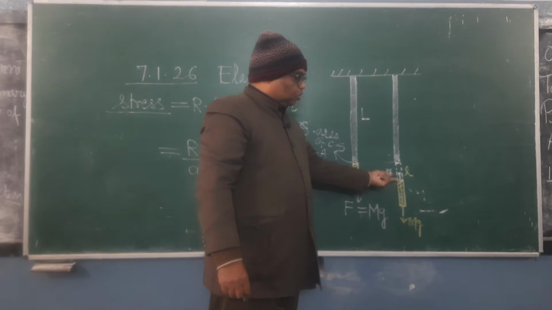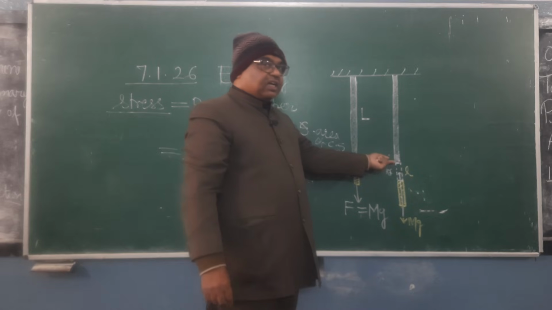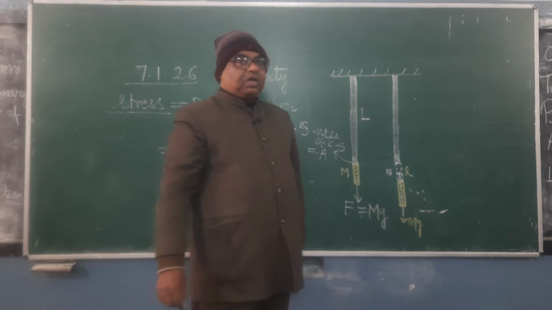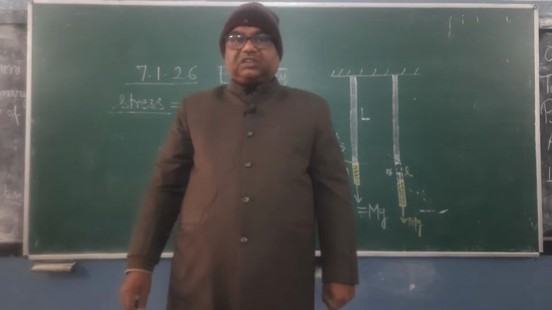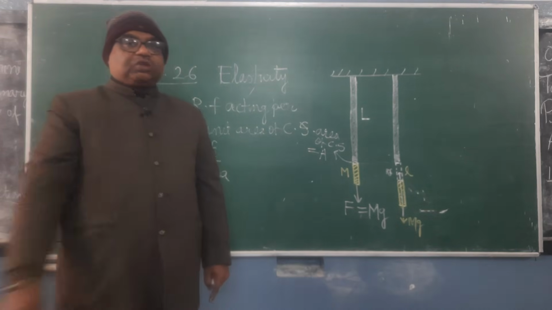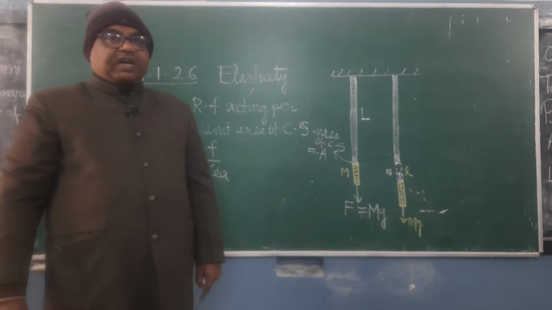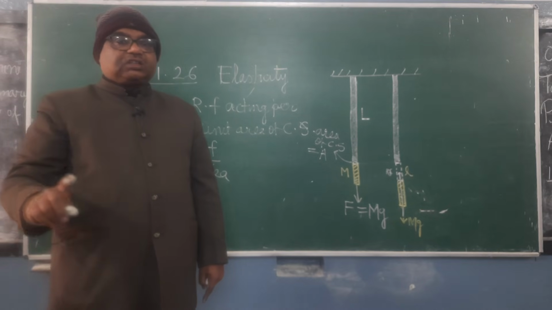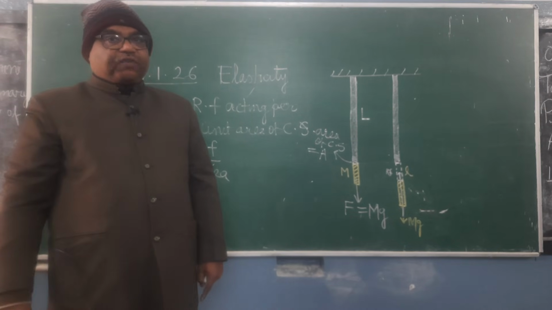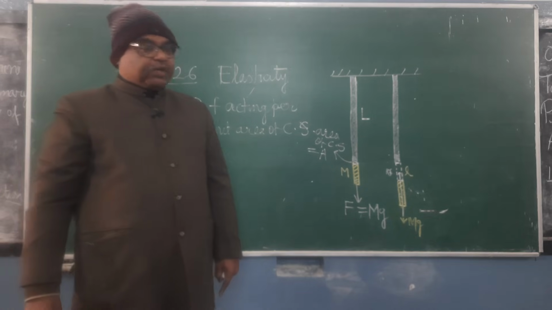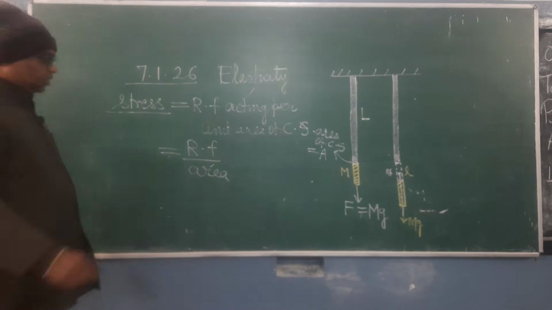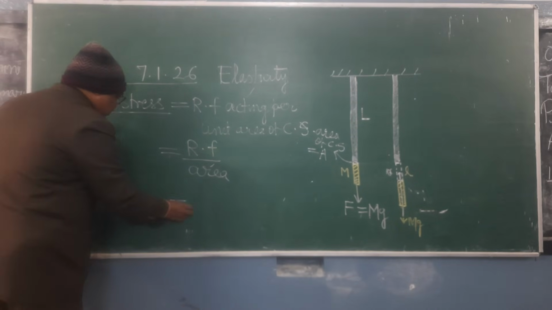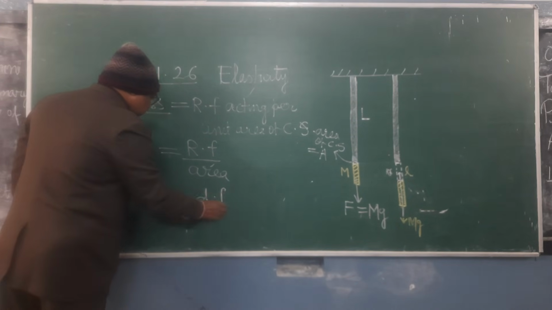Means this cross section which is here will now come back here. Wire will occupy its original length. So we will remember that restoring force always acts opposite to the deforming force. And within the limit of elasticity, restoring force is equal to the deforming force in equilibrium. It is clear? So it is the restoring force acting per unit area of cross section, and within the limit of elasticity we can also write this as dF upon E.